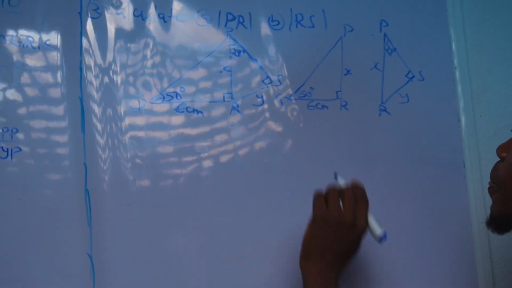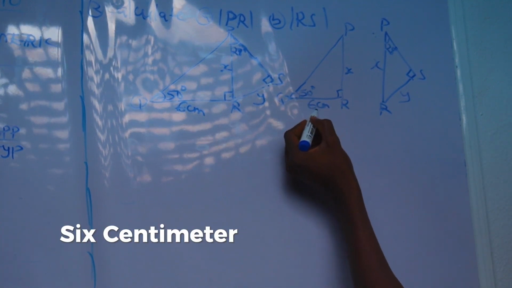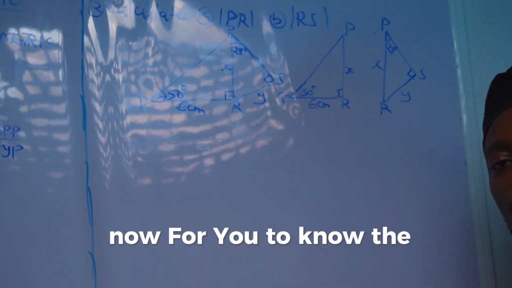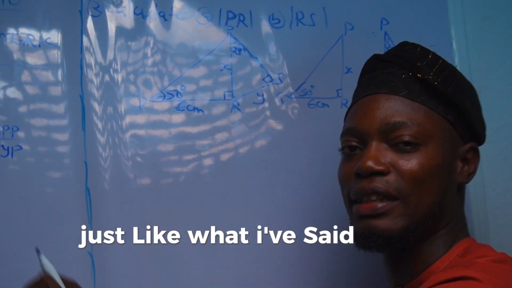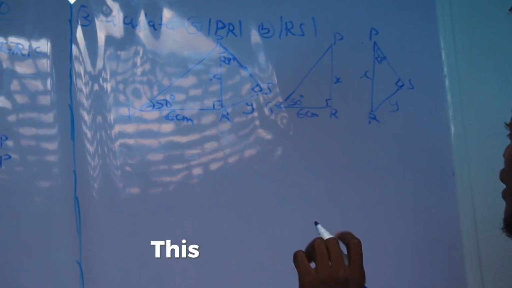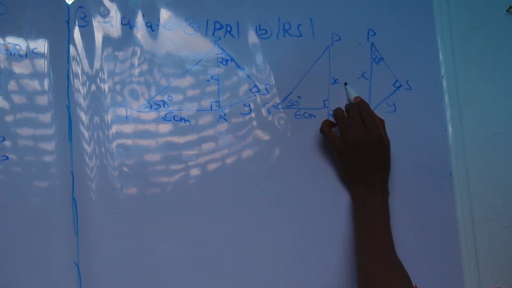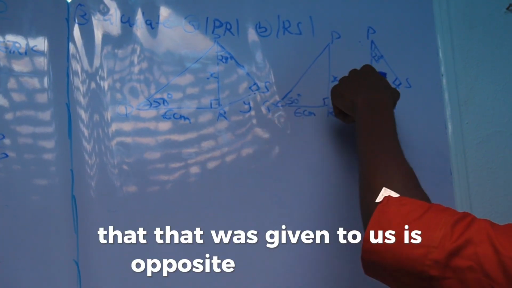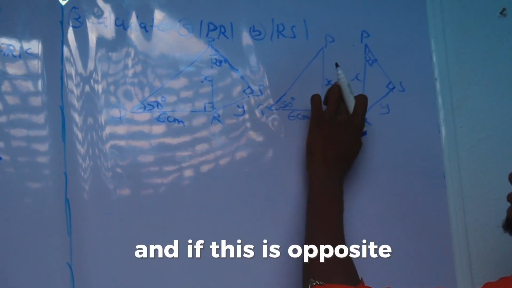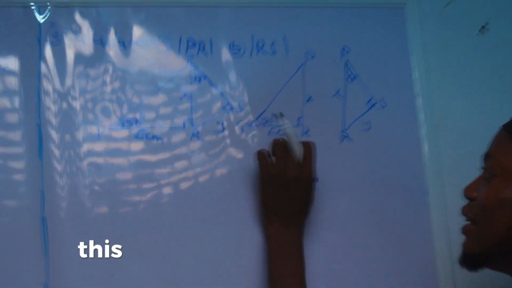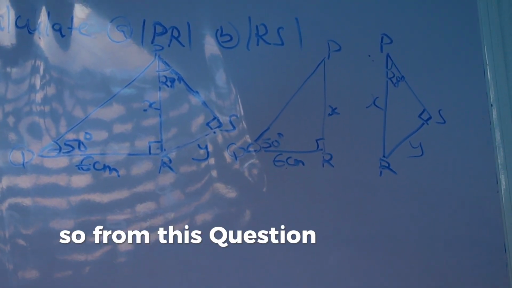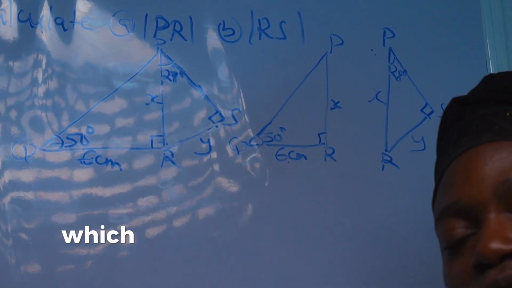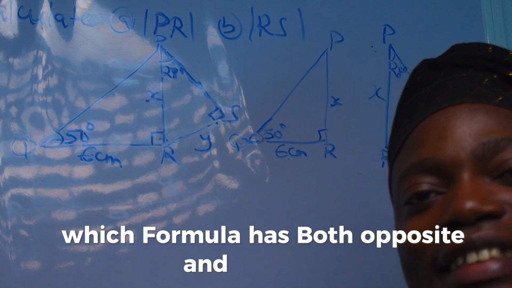Are you with me? Now, they give us 6 centimeter here and they give us x centimeter. They ask us to find this x centimeter. Now, for you to know the formula you are going to use, just like what I've said before, you need to ask yourself, this x is our what? It is opposite to angle 50 degree that was given to us. And if this is opposite, this is our hypotenuse, this is going to be the adjacent. So from this question, they give us only the opposite and the adjacent. So you ask yourself, which formula has both opposite and adjacent?